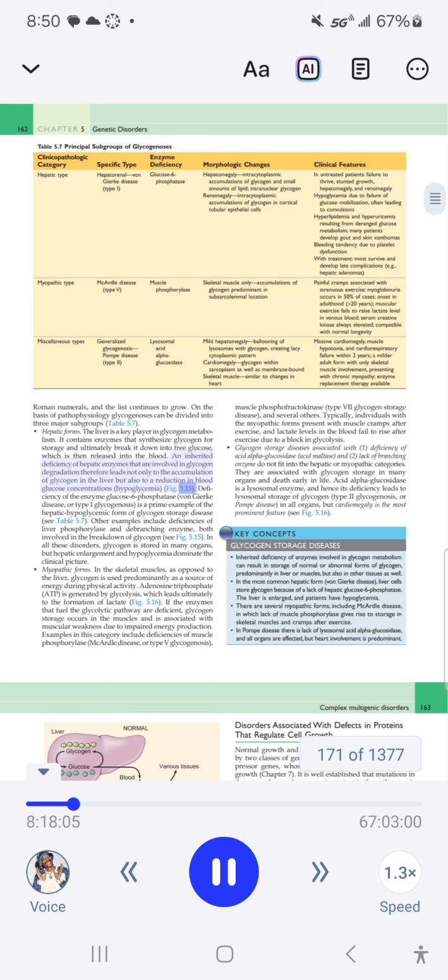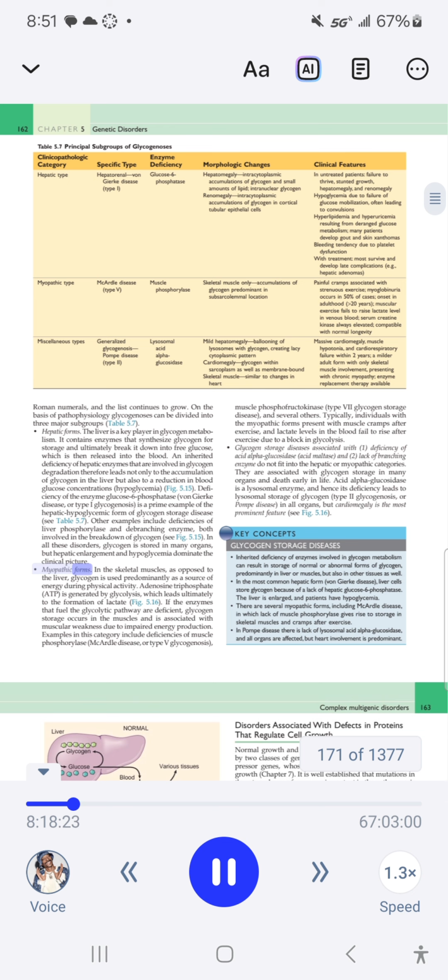Figure 5.15. Deficiency of the enzyme glucose-6-phosphatase, von Gierke disease, or type 1 glycogenosis, is a prime example of the hepatic hypoglycemic form of glycogen storage disease. See Table 5.7. Other examples include deficiencies of liver phosphorylase and debranching enzyme, both involved in the breakdown of glycogen. See Figure 5.15. In all these disorders, glycogen is stored in many organs, but hepatic enlargement and hypoglycemia dominate the clinical picture.